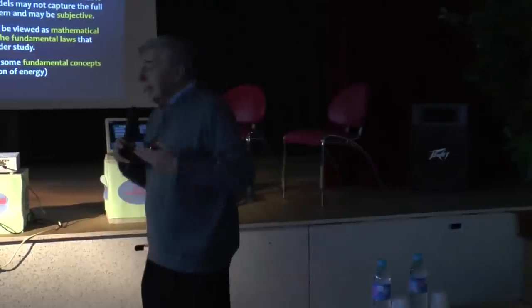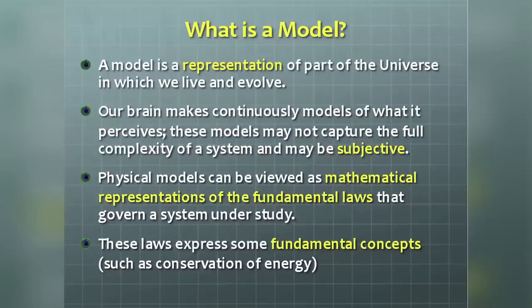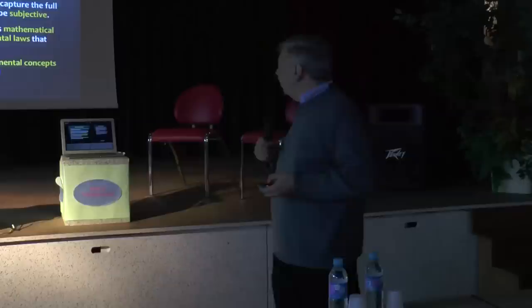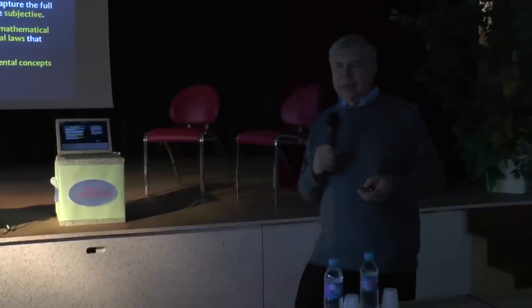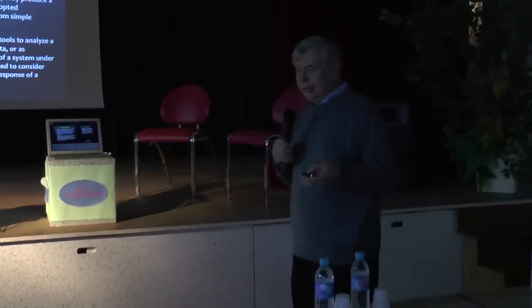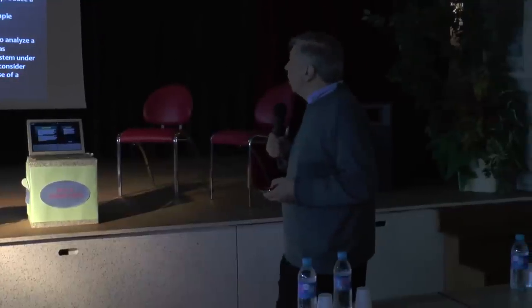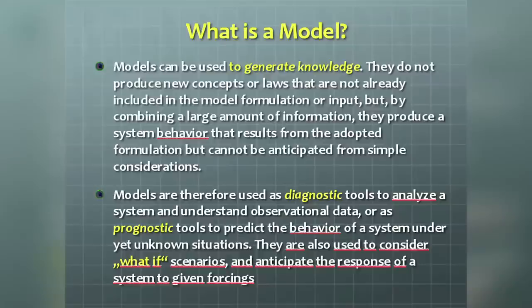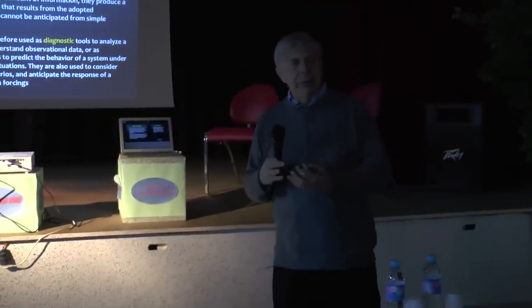Now, physical models can be viewed as mathematical representation of the fundamental laws that govern the Earth. And these laws are, of course, well known. For example, conservation of energy, conservation of mass, evolution of the momentum. So models can generate knowledge, but in fact, they generate knowledge not by creating themselves new concepts. There is nothing in the model that you have not told the model to do. Sometimes we say junk in, junk out.